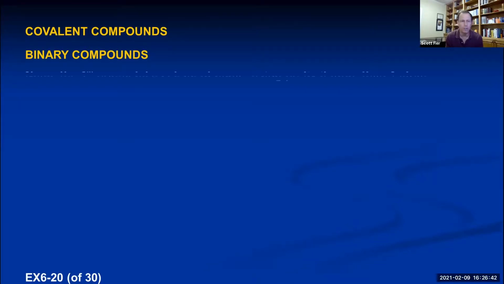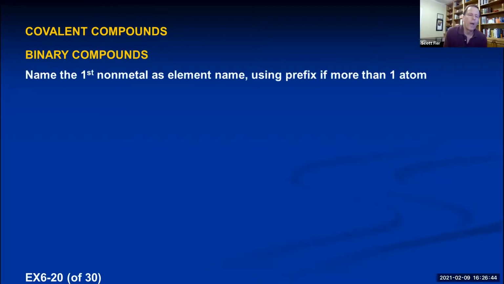We have to do it. There's no other choice. So the way you name a binary compound is you name the first nonmetal, whatever it is in the formula, just as its elemental name. If there's more than one atom of it, you will use one of the prefixes we just talked about in terms of hydrated substances. So you name the first nonmetal.